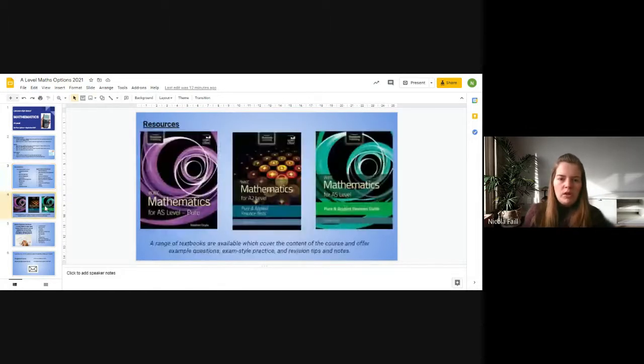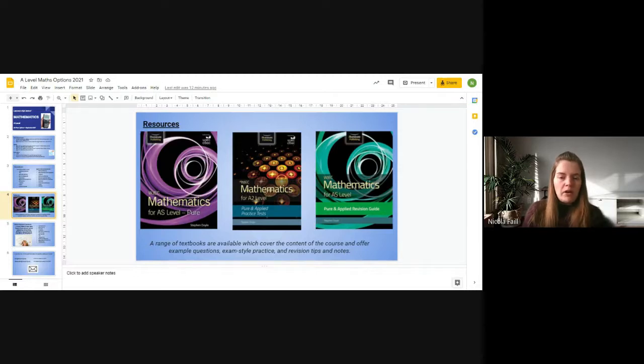Now, in terms of resources for the course, the exam board, WJEC, offer a variety of textbooks which cover the content and also offer some practice, exam style and revision tips, etc. For both the AS course, as you can see here, and the A-level course in year 13, there's a pure textbook and there's also an applied textbook, which covers all the content covered in the specification that will be in the exams.